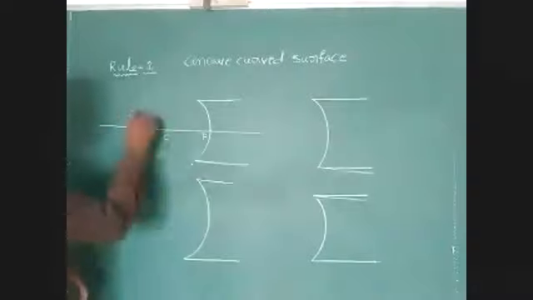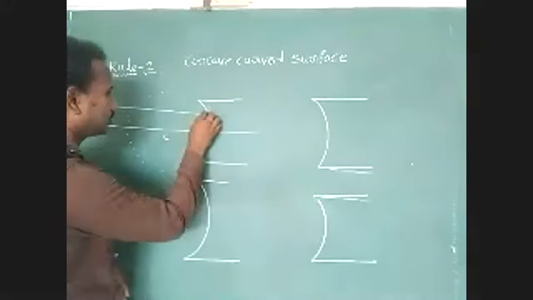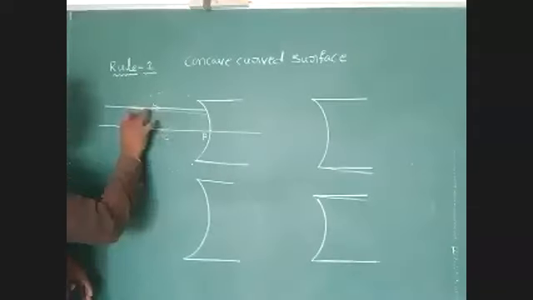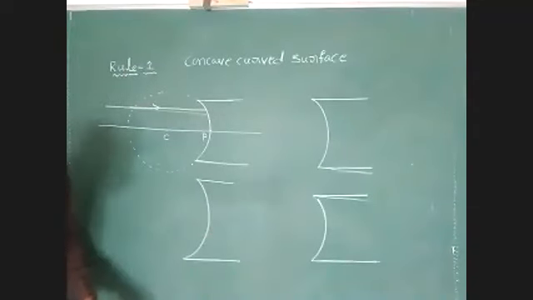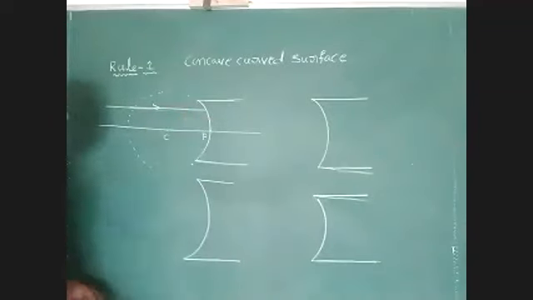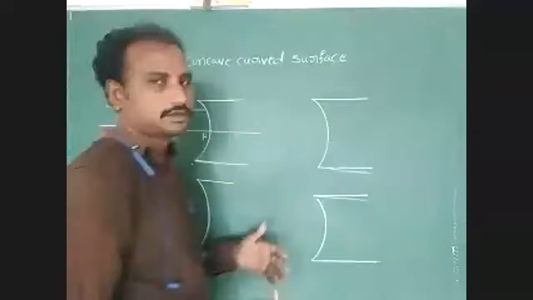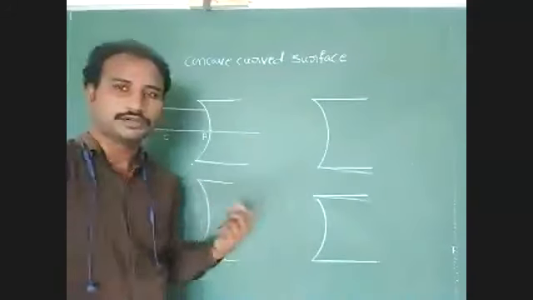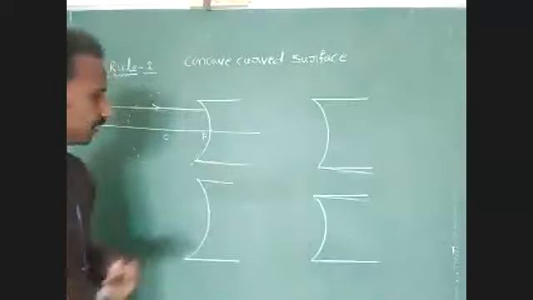Now what is the direction of the incident ray? The direction of the incident ray is parallel to the principal axis. We have to identify this condition. Next, we will discuss the refracted ray direction.